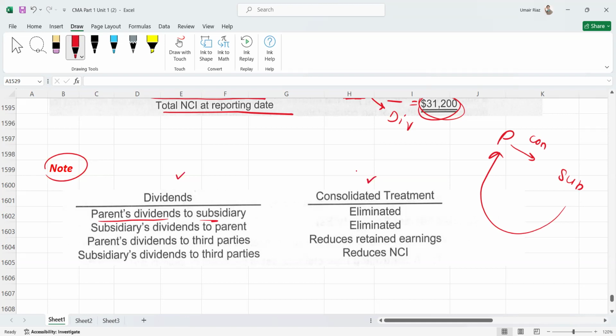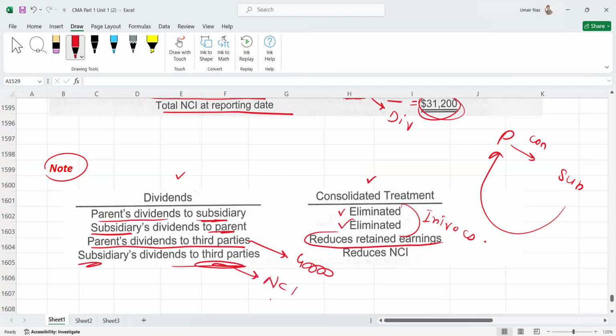So if any dividend is paid by the parent to the subsidiary, that should be eliminated because it's intra-company. And even if any dividend is paid from the subsidiary to the parent, that should also be eliminated because both are intra-company. Then the parent's dividend to third parties, whatever the parent is giving as dividend to outsiders, in my example it was 40,000, will be deducted from the consolidated retained earnings working. And what is the subsidiary dividend to third parties? That means the subsidiary dividend to NCI. So that will be deducted from the NCI calculation. Understood, guys? I hope it is clear.